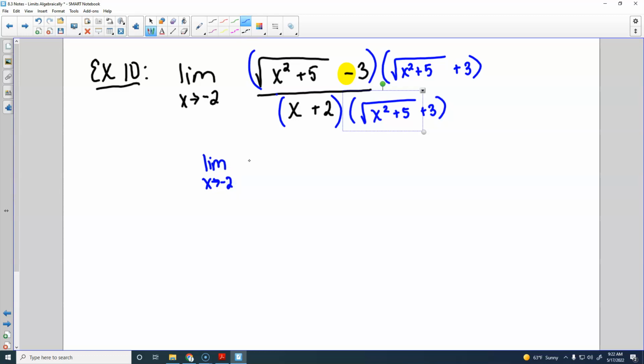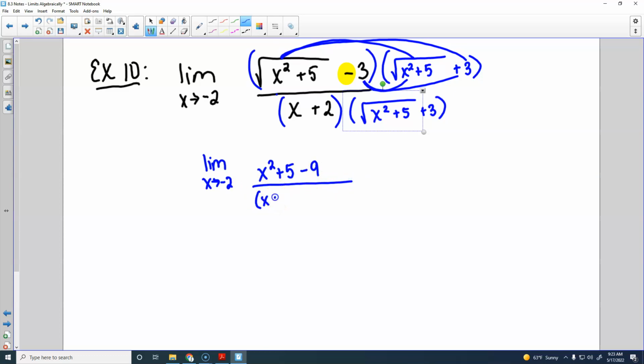And so when we multiply this together, the square root of x squared plus 5 times the square root of x squared plus 5 is just x squared plus 5. Then we would have to do the outer terms, 3 times square root of x squared plus 5, and the inner terms, but what happens with those? They cancel, and they should every time if we've chosen the conjugate correctly, right? So those cancel. I'm not going to write them. That just leaves us the last terms. So negative 3 times 3 gives me a negative 9.